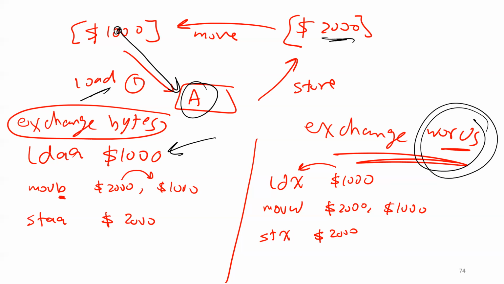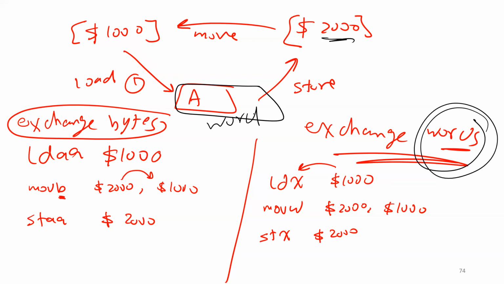Now I want to repeat the same example, but for words. I want to exchange words. How would it be different? Very simple. It's going to be the same thing, but for sure I need a word here. So instead of A, for example, I'm going to use something that's a word, like X. Now I'm going to read the word from location 1000 and store it in X. That's exactly what I did here.